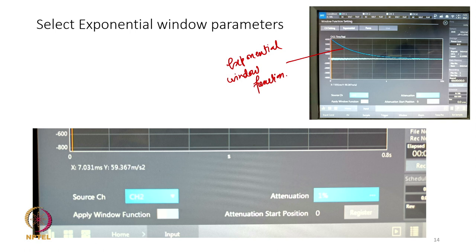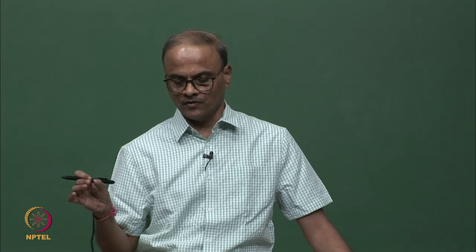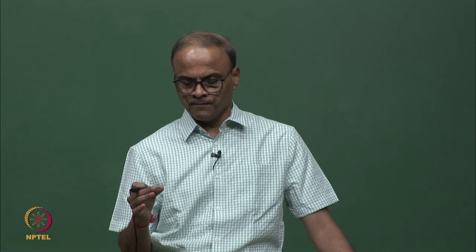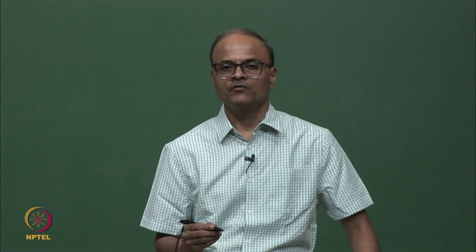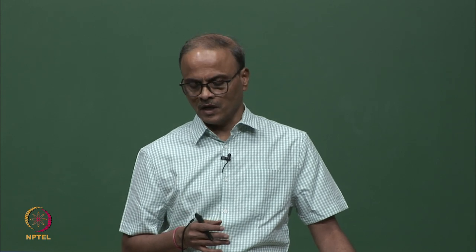Okay. So this window function attenuates from a large value to a small value, and the ratio of this small value at the end of the window and the initial value is referred to as attenuation. That is something we need to choose. You can see here in the parameter, this attenuation has to be chosen, and we have chosen a 1% attenuation, which means that the value of the exponential function at the end of the time history divided by the initial value of the window, that ratio is 1%, that is 0.01.